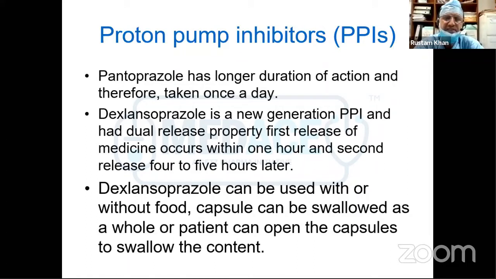Dexlansoprazole is a new generation PPI and has dual release property. First release of medicine occurs within 1 hour and second release 4 to 5 hours later. Dexlansoprazole can be used with or without food. Capsule can be swallowed as a whole, or patient can open the capsule and swallow the content also.